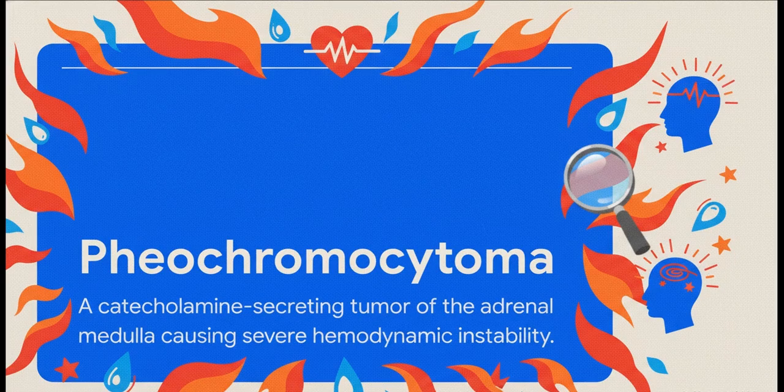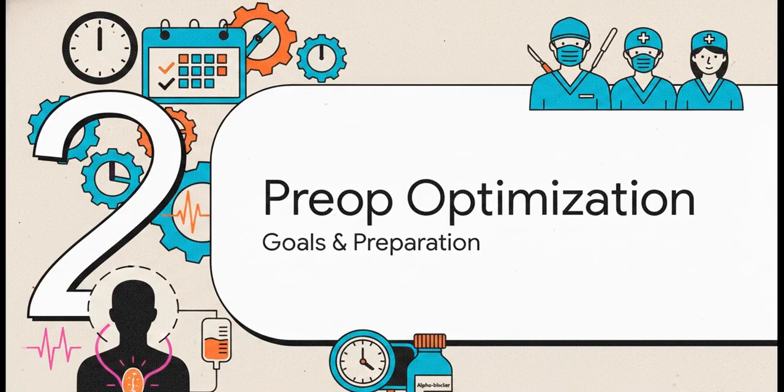But for us in the OR, it's critical to understand that an undiagnosed or poorly managed pheo can precipitate a totally fatal perioperative hypertensive crisis. You are literally dealing with a tumor that acts as a massive reservoir of epinephrine and norepinephrine, just waiting to be squeezed. Moving right along to Section 2, preoperative optimization and goals.